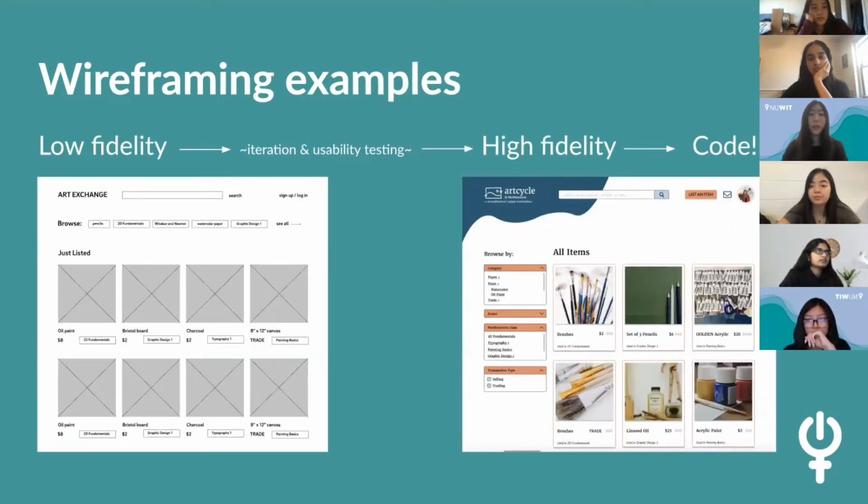And to give some examples, you can go from low fidelity to high fidelity. Low fidelity is very low detail, placeholder images, placeholder text, just getting the layout of your website down. And I think that's really good for planning out your site without getting wrapped up in detail at first.